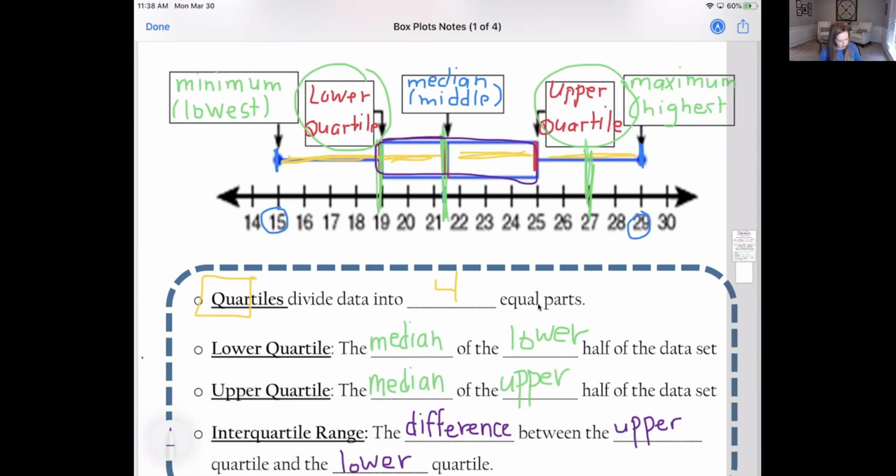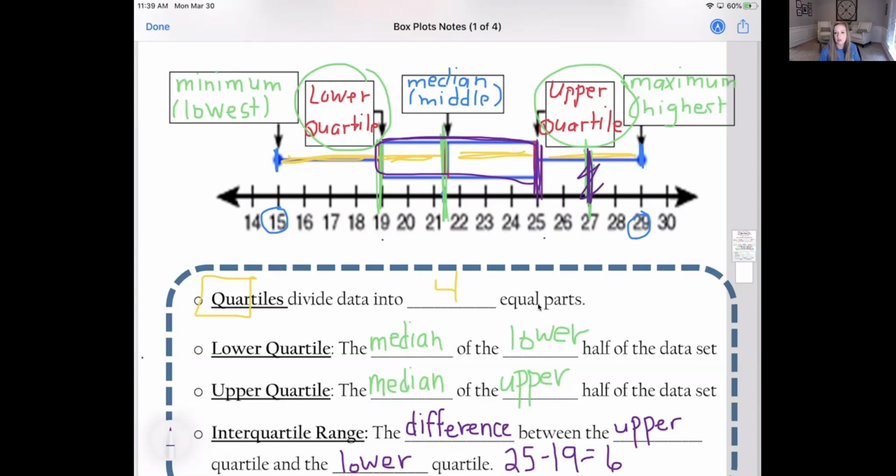this part right here. And I drew this line wrong earlier. Ignore that. Upper quartile is right here. So you take your upper quartile, which in this case is 25, and you subtract your lower quartile, which was 19. So 25 minus 19 equals 6. So on this one, our interquartile range was 6.